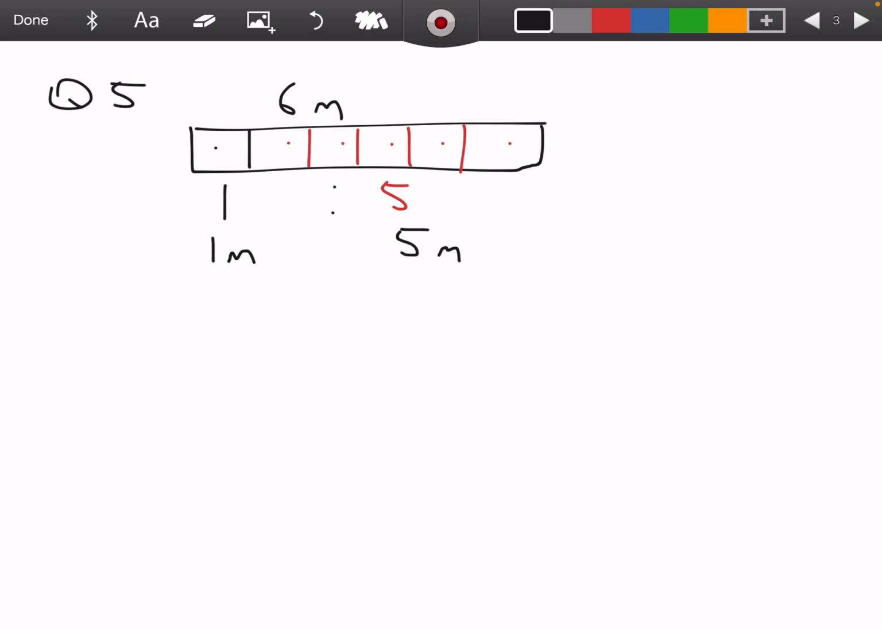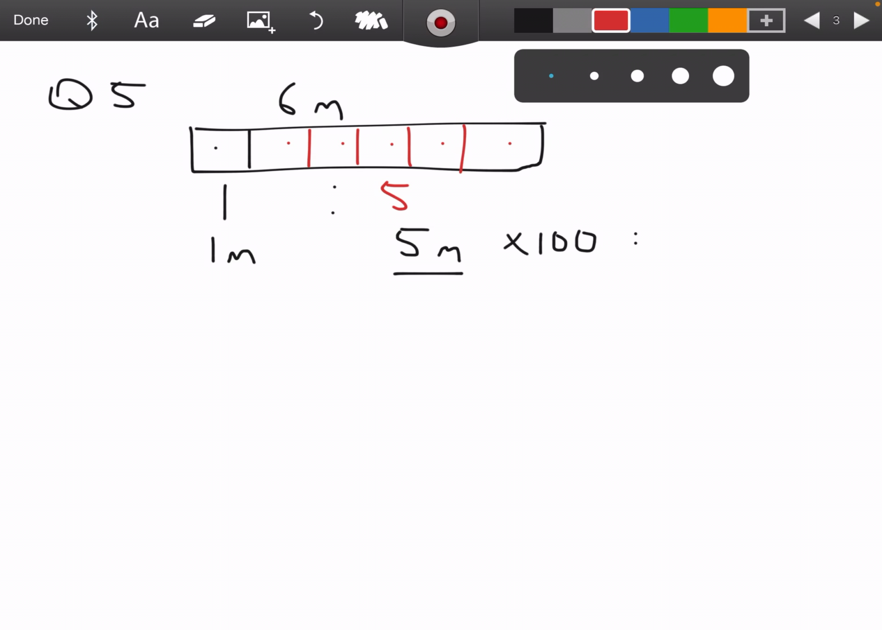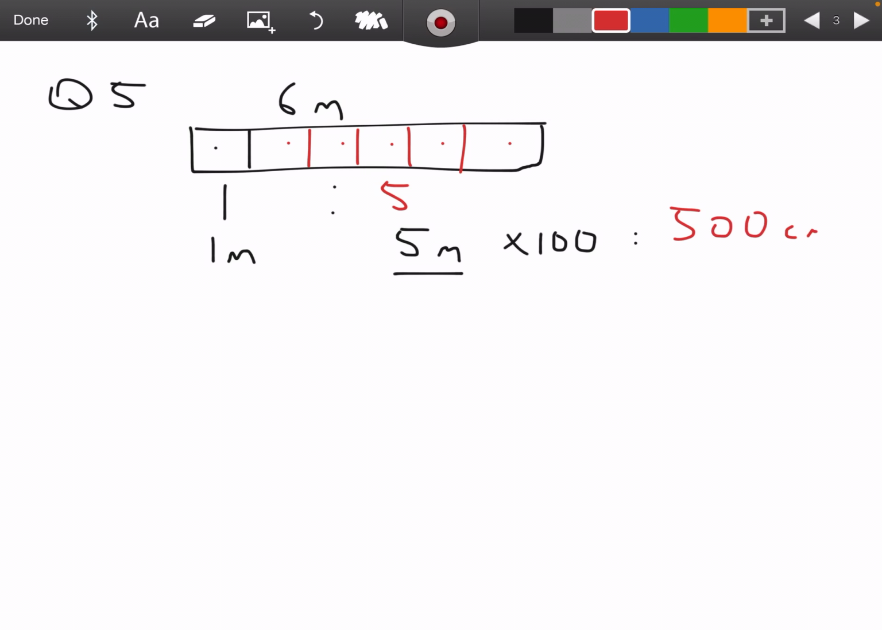So all it's asked there is, find the length in centimeters of the longer piece. The longer piece is 5 meters long, and then to change that into centimeters, I've got to multiply by 100, because it's 100 centimeters per meter. So I know that that part is going to be 500 centimeters long. Done. Question 6.